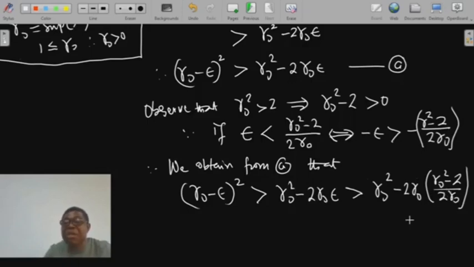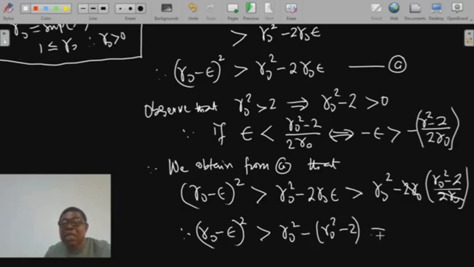But this will give me therefore that from here I'll see that 2 gamma naught will cancel 2 gamma naught. What remains is therefore that gamma naught minus epsilon all squared will be bigger than gamma naught squared minus, of course, gamma naught squared minus 2. And this will give us nothing but 2. Because when we open this bracket, we get minus gamma naught squared plus 2. This will give us this.